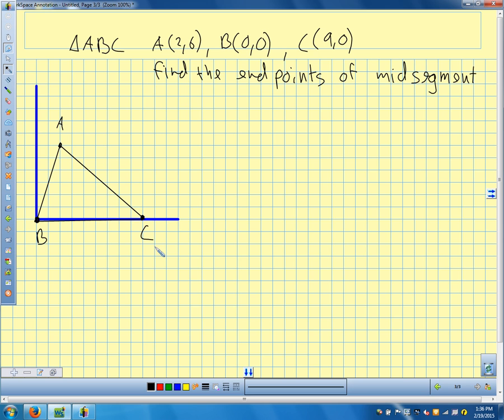How do we find the mid-segment? Where is the mid-segment? Do we remember? Midpoint of a triangle, what part of the triangle? The legs, the sides, right? The mid-segment connects the midpoints of two sides. So we need the midpoints of two sides.